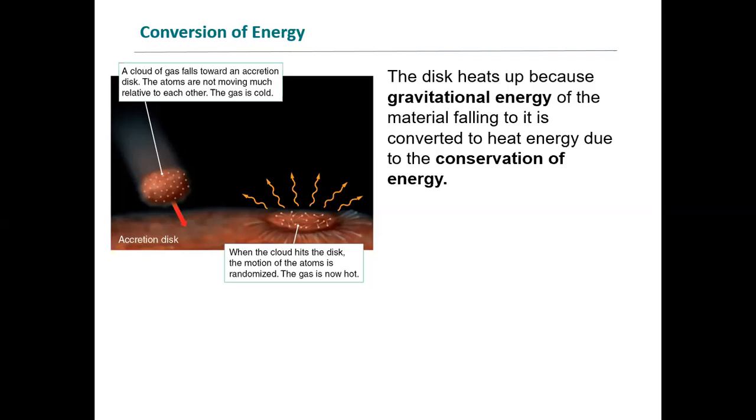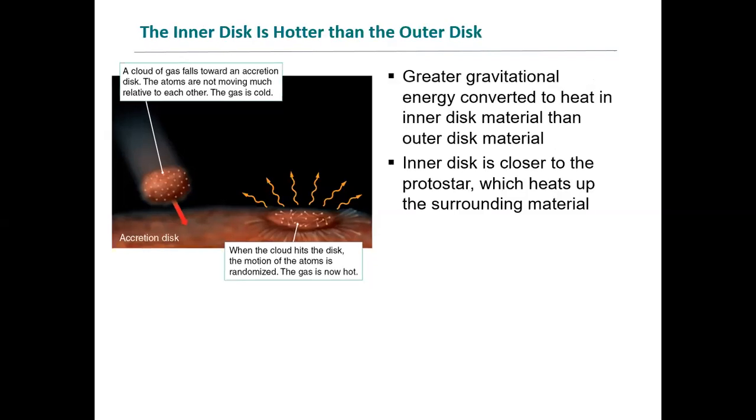So obviously the individual chunk of matter coming in with kinetic energy is not an increase in temperature, but once that collides and causes other things to speed up due to other collisions, once you've got a net effect of the total average kinetic energy being higher, then you've converted the gravitational potential energy into a temperature increase, which is heat. There is greater gravitational energy converted to heat in the inner disk material than the outer disk, and the inner disk is closer to the protostar, which heats up the surrounding material.